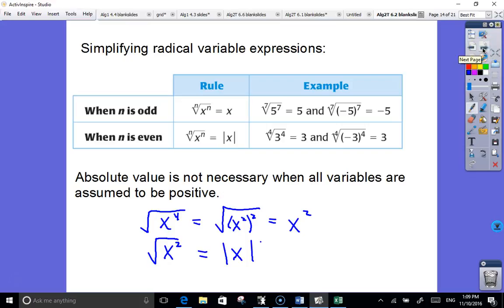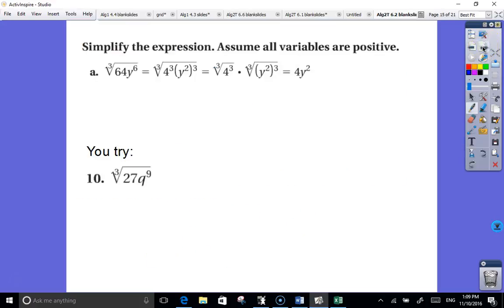Now, a lot of times in the directions of the problem, they say, assume all variables are positive. Well, at that point, you don't need to worry about anything, right? If all the variables are positive, then absolute value doesn't do anything for you anyway. And you'll see that a lot. It'll say all variables are positive. Okay, so simplify the expression.